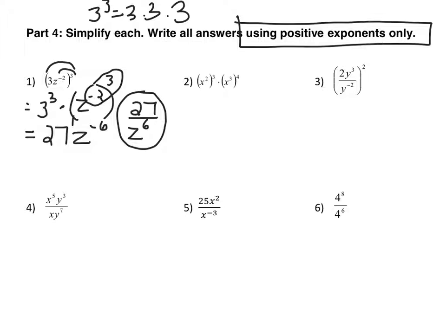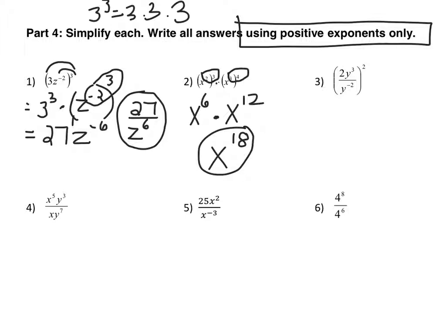In number 2, you had to take care of the powers to the powers first before you can do the multiplication. 2 times 3 is 6, so this term becomes x to the 6. We're going to multiply this by this term. 3 times 4 is 12. You get x to the 12th. Now you have a simple multiplication problem. The bases stay the same. You add the exponents. There's your final answer.